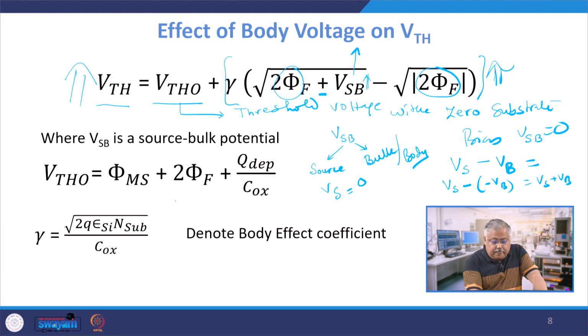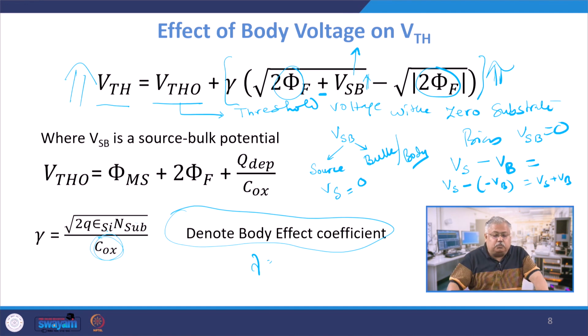This gamma is defined as the body effect coefficient, gamma, and it depends upon the substrate, your concentration of the charge carriers in the substrate, and it also depends upon Cox, right? Let us see what happens. If I take Cox to be small as compared to a standard benchmark case, gamma will be larger, implying that the weight associated with the second part of the equation will be larger, which means that for a smaller Cox, the rate of change of the threshold voltage with source to bulk voltage will be much larger.